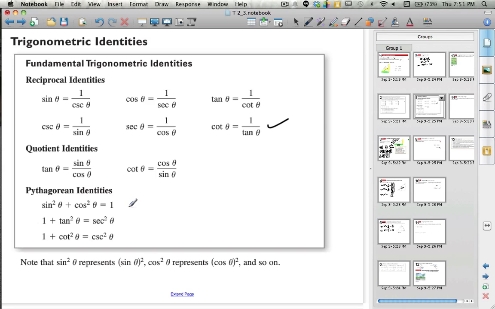And then we have the Pythagorean identities, that sine squared of theta, meaning if I find sine of theta and I square it, which would be different than sine of theta squared, which would be squaring the angle measurement. So if I square the sine and the cosine of an angle and I add them to each other, it's going to equal 1. 1 plus tangent squared equals secant squared, and 1 plus cotangent squared equals cosecant squared. So these are items that we're going to be working with as we move forward through this chapter.